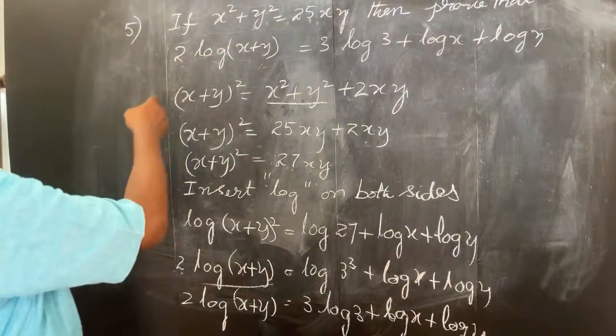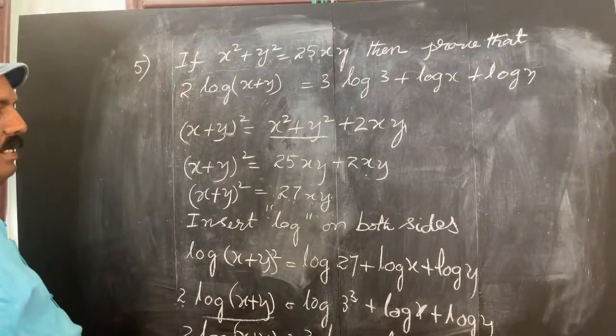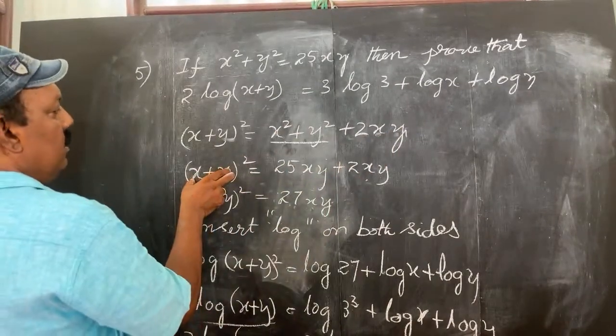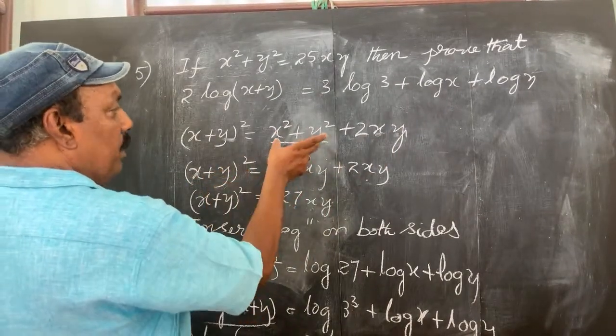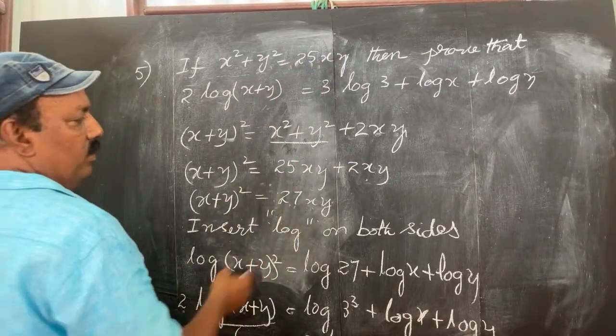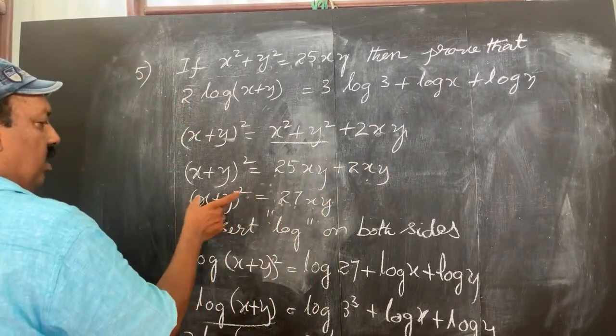All the steps are because of this one. First of all, you have to take one formula, the (a plus b) whole square formula: a square plus b square plus 2ab. Here in the place of a square and b square, we are taking the x square and y square values, 25xy plus 2xy, it becomes 27xy.